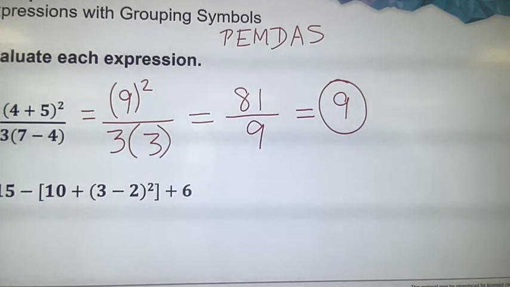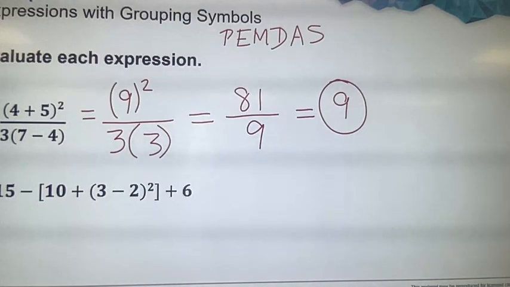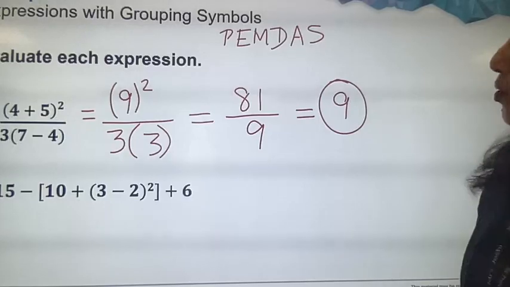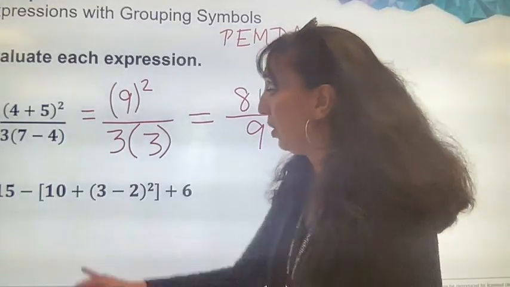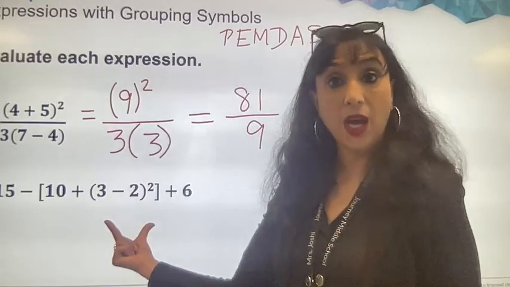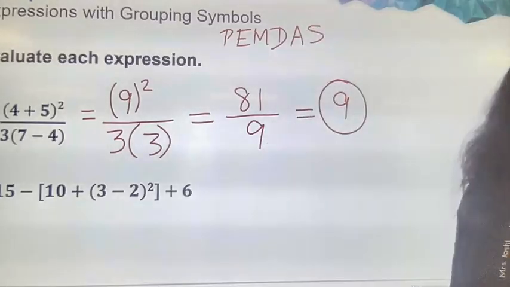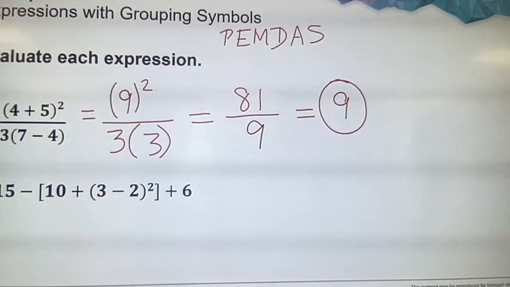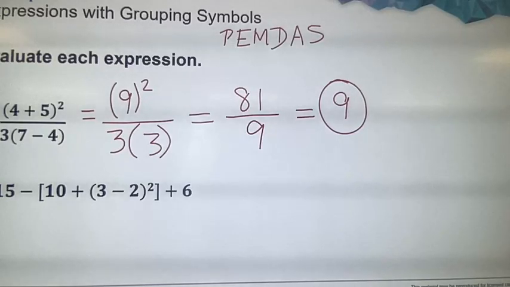Let's do the next one. What do we have here? When we look at this, we are first going to solve. Yes, we do have brackets, but within the brackets, we have the parentheses or the grouping inside. So we are going to start with the innermost parentheses, and we are going to evaluate that first.